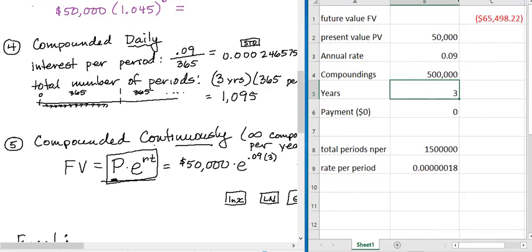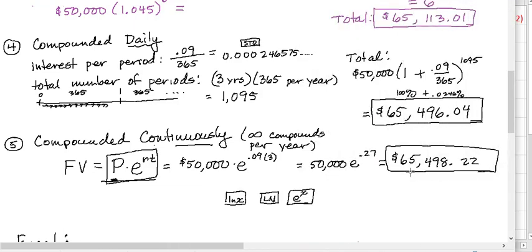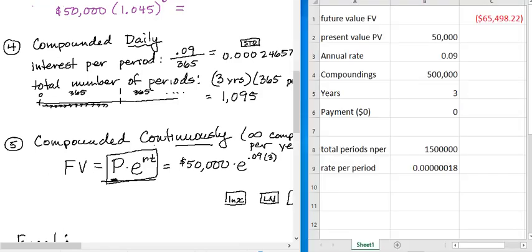Rate per period went to scientific notation. There it is. And then here's my total value of the account, 65,498.22. There it is. Okay, let's go to WebAssign.